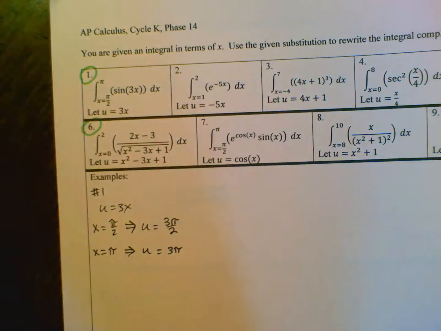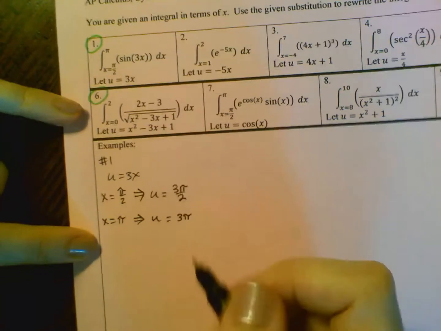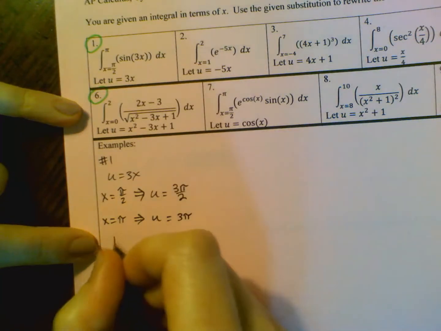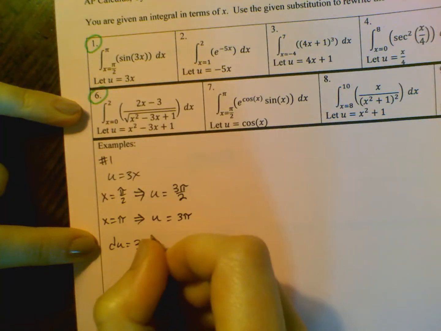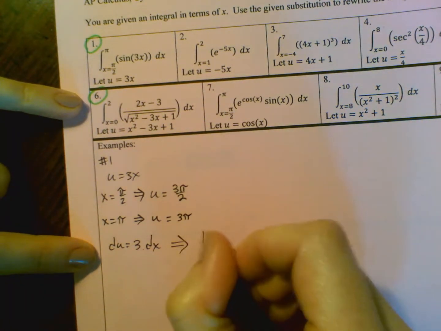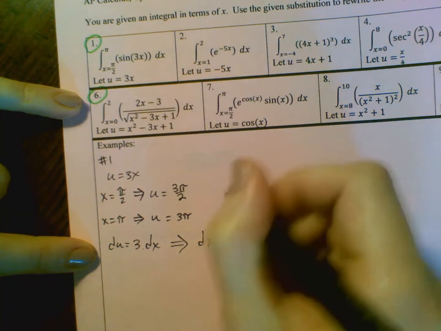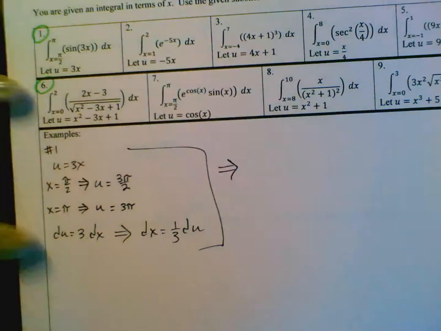Okay, so now I've got the endpoints out of the way, so now I'll do the du. So u is 3x, so du equals 3 dx, and just to save room, I'll go like this. So dx is a third du. And I'll go like this. Okay.